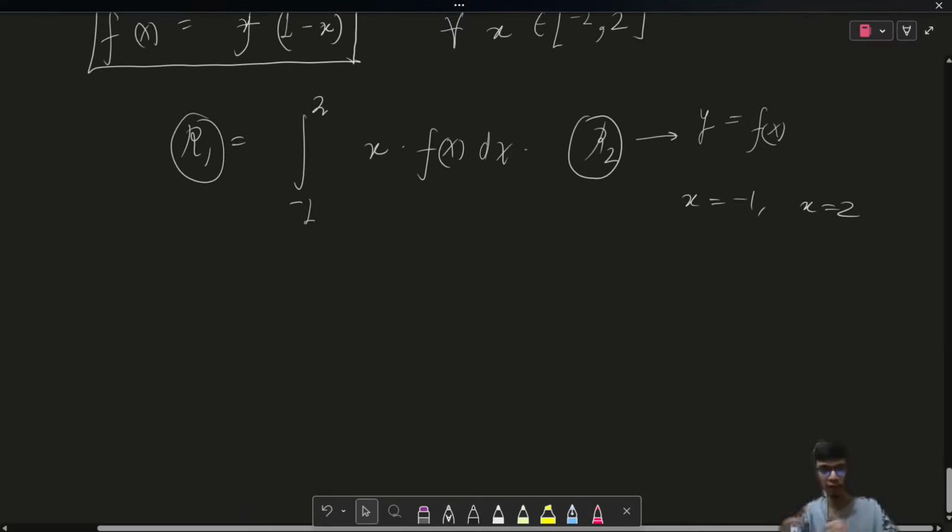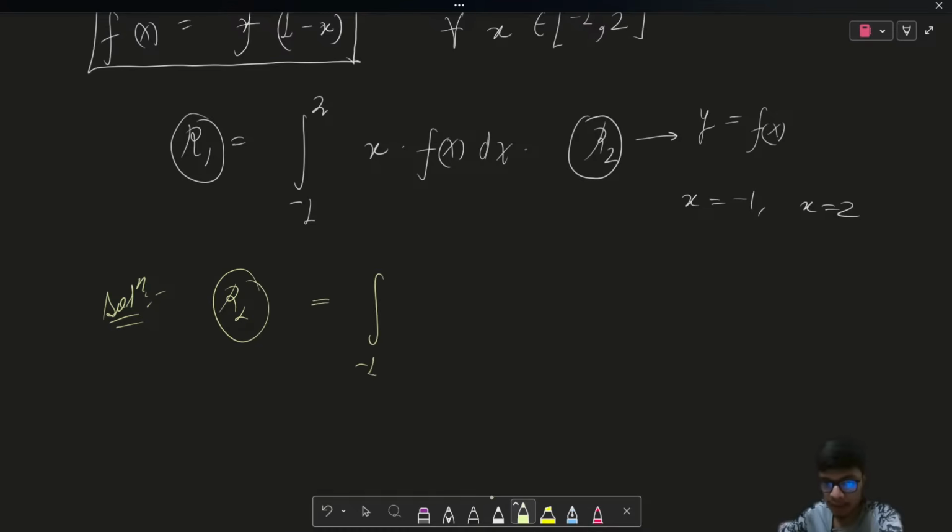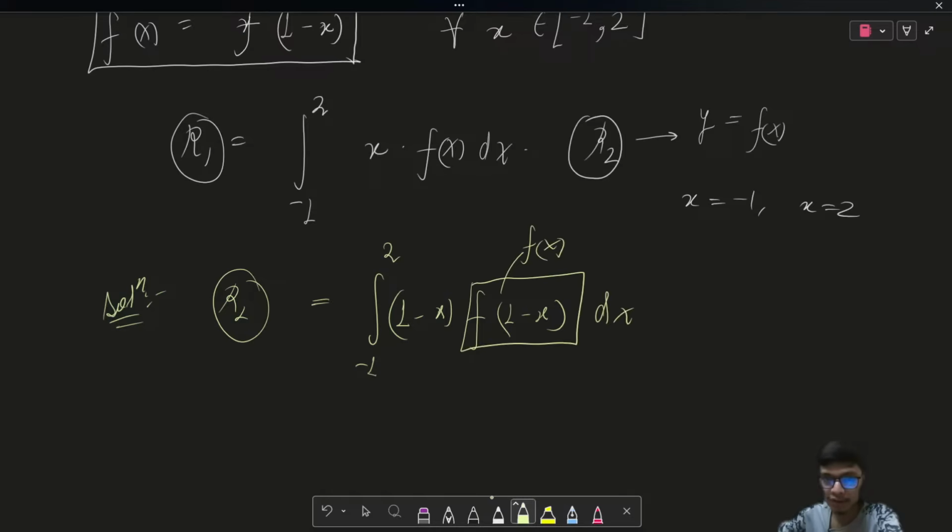It's very simple. So if I look at the first region over here, and if I apply the King's property, that is from here, 2 plus minus 1 will become 1. So it will become 1 minus x, and then f of 1 minus x. Now we know that f of 1 minus x is equal to nothing but f of x, right? So this is also my region.